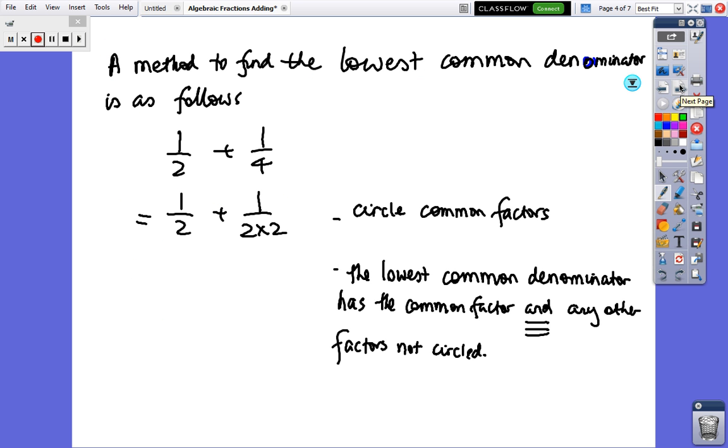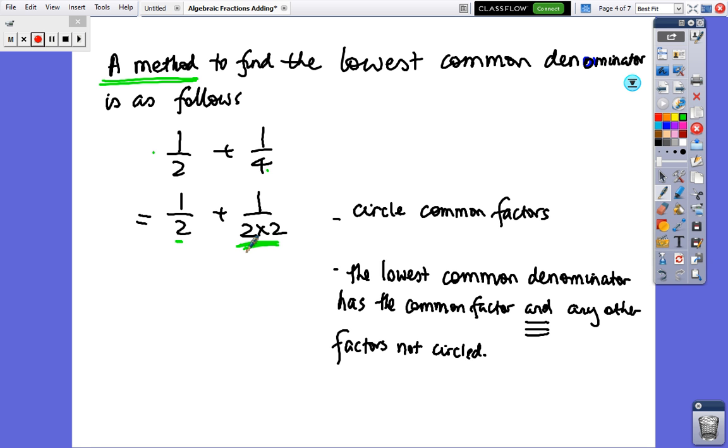Okay, just in case you want to have a method, I'm going to give you a method that works for all addition of fractions. Obviously, sometimes you can see the answer straight away, but just for those kids who like to have a method, here's what I've done. Going back to the question we had before, a half plus a quarter. 2 is just 2, and 4 is 2 times 2.